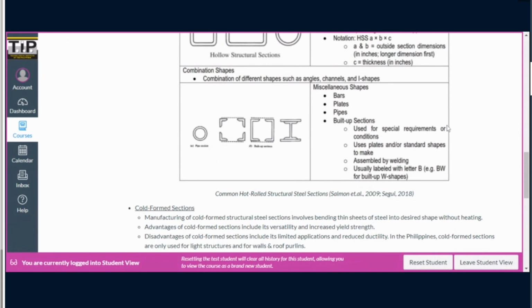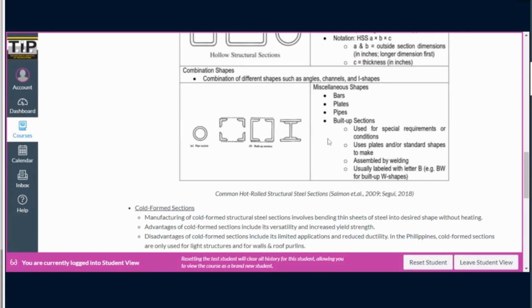So we usually use them if there are some requirements or conditions to be fulfilled, or due to actual material requisition conditions. So for example, you are very far from some factories that produce the section that you want. You had no choice but to go to a nearer factory. You order some plates and then you build them up. You make some built-up sections. So that's what built-up shapes are for.